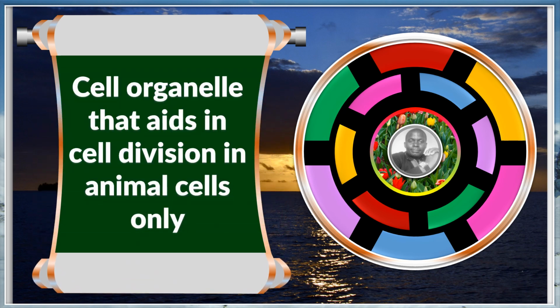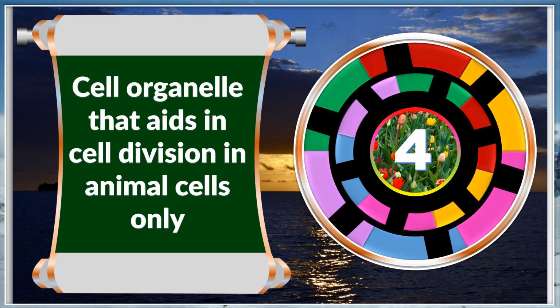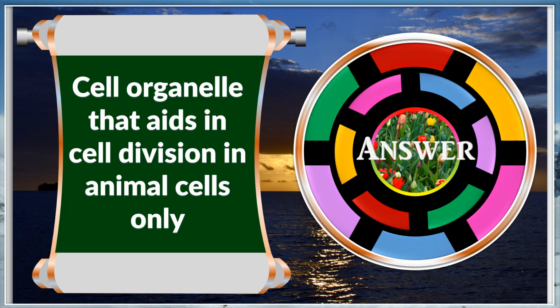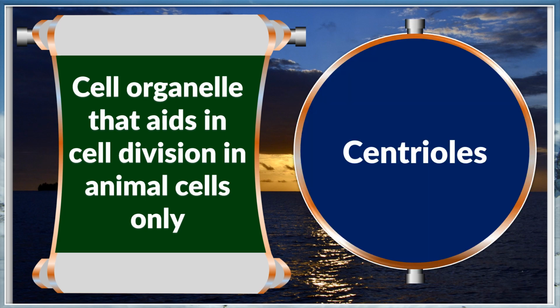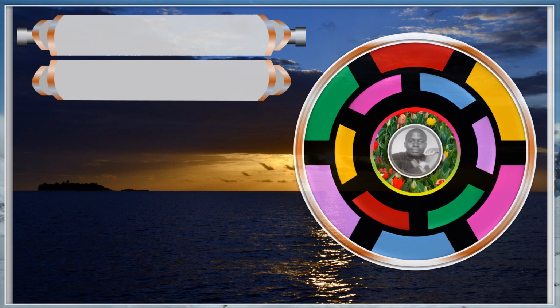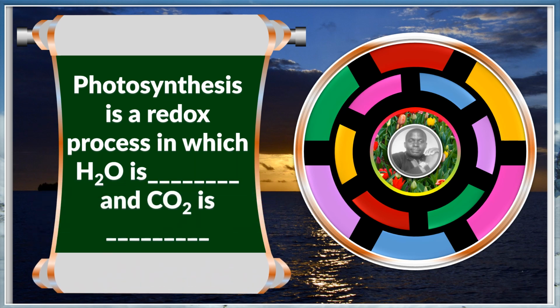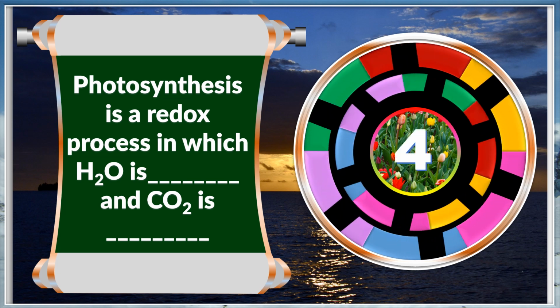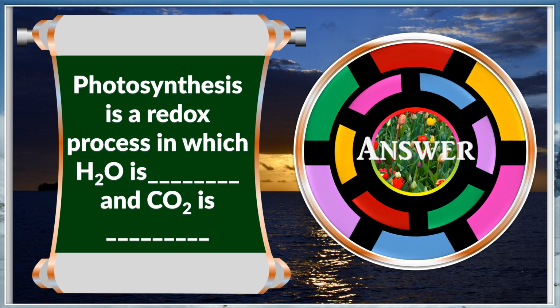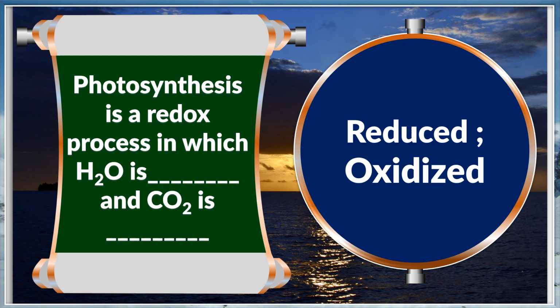Cell organelle that aids in cell division in animal cells only. Centrioles. Photosynthesis is a redox process in which water is dash and carbon dioxide is dash. Water is reduced and carbon dioxide is oxidized.